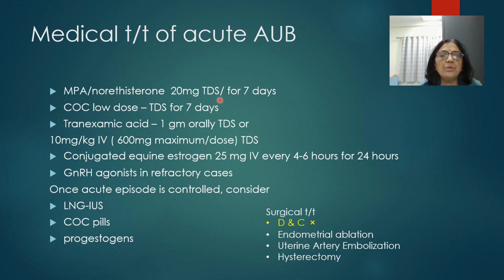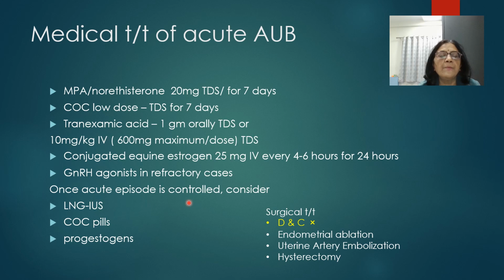Now, when you try this and there is no response, one can try GnRH agonists in refractory cases. Once the acute episode is controlled, then one needs to consider whether to put the patient on LNG-IUS to prevent further heavy menstrual bleeding episodes, or to put the patient on cyclical combined oral contraceptive pills or cyclical progestogens. Surgical treatment such as D&C we used to do a lot in the past, but it is no more indicated in these cases of acute AUB because we have better drugs.